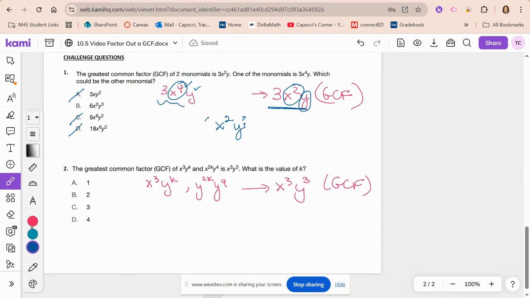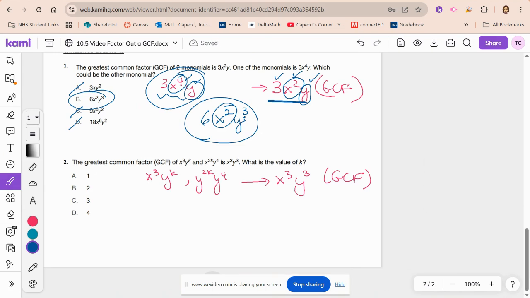So let's just double check. If I slide that 6 in, and I have 6, and this is 6y to the third. If I took this and this, my greatest common factor, 3 and 6 would definitely be 3. It would be x to the second, and it would be y, because my y is the lowest power, and my x to the second is the lowest power, so the answer is letter B.